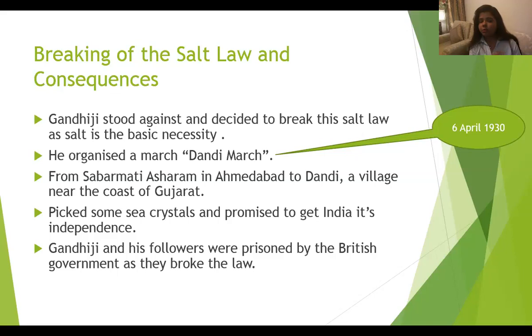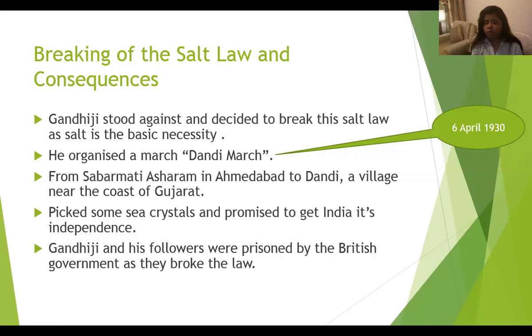From Sabarmati Ashram in Ahmedabad to Dandi. Dandi is a village near the coast of Gujarat, where the Dandi March of Gandhiji ended, with lots of his followers following him. He picked up some salt crystals from the coast and promised to get India its independence. There is a picture you can search, and even in the book we will see it after a while. He picked up those crystals and promised the citizens of India, and promised himself, that he was going to make this country an independent country.